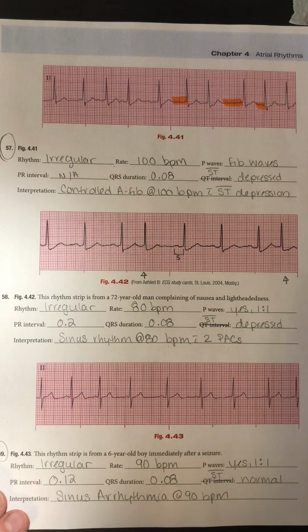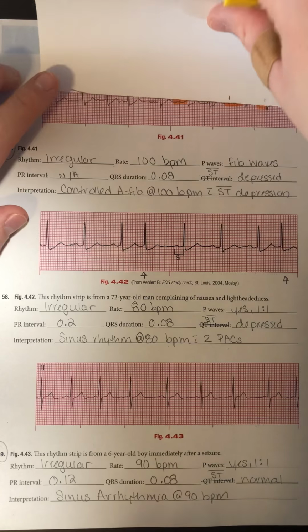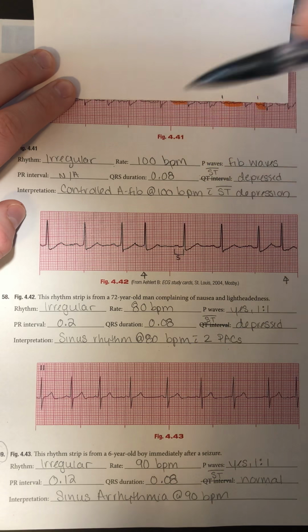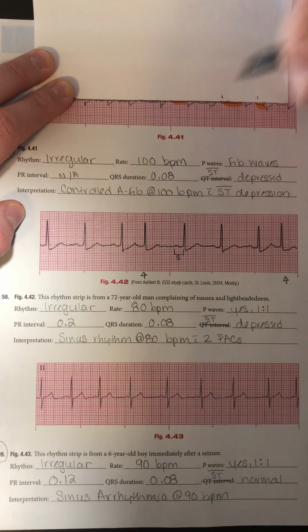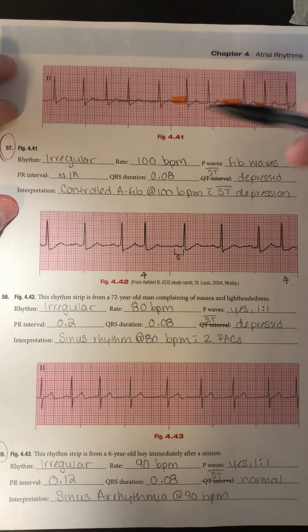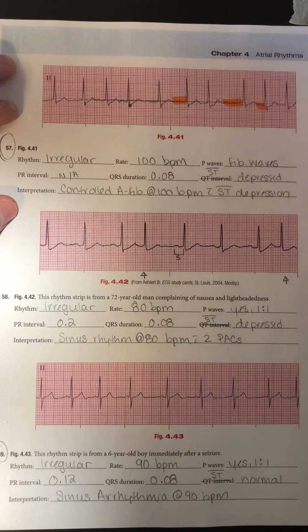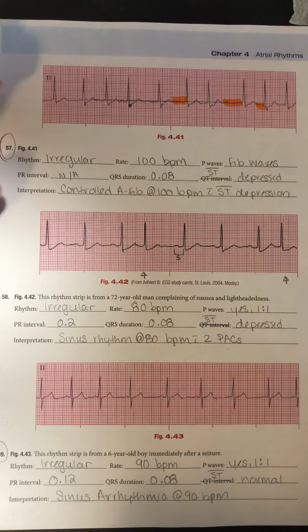So because I have fib waves, I cannot count my PR interval. My QRS is narrow, and my ST segment is slightly depressed. So since I can't line them up on my P waves where they begin, I'm going to line them up where my QRSs begin. There's my isoelectric line, and you can see that my J point, so here's my QRS, where the QRS ends. It ends below that isoelectric line, quite a few blocks, so we're going to go ahead and call that ST depression. So my full name is controlled atrial fibrillation at 100 beats per minute with ST segment depression.